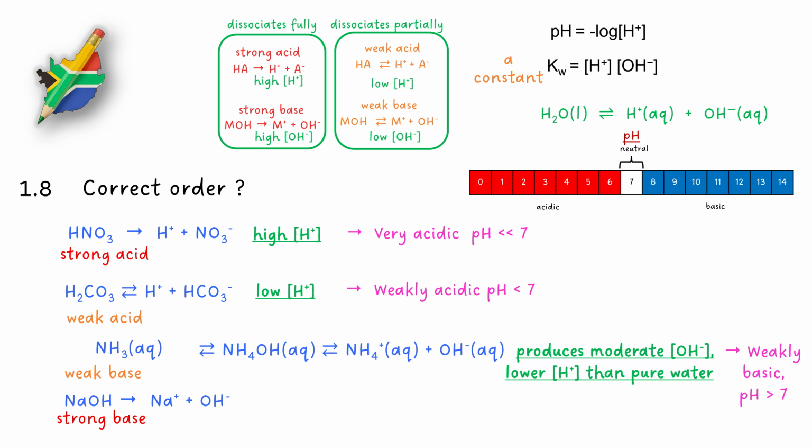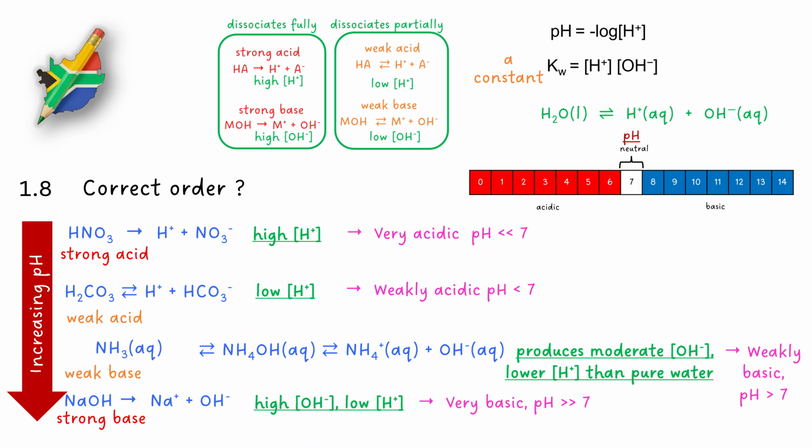Lastly, sodium hydroxide is a strong base and fully dissociates. It produces a high concentration of hydroxide ions, which means the concentration of hydrogen ions is low. In turn, the pH is very high. The order of increasing pH is nitric acid, then carbonic acid, then ammonia solution, then sodium hydroxide solution. So B is the correct answer.